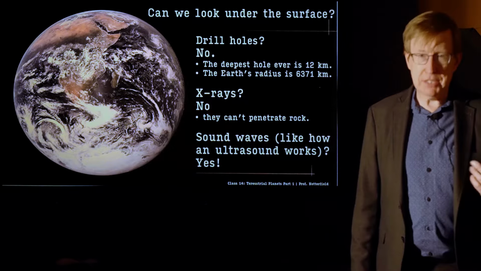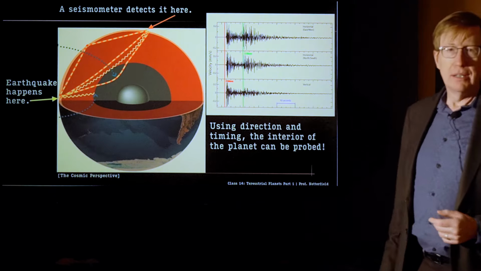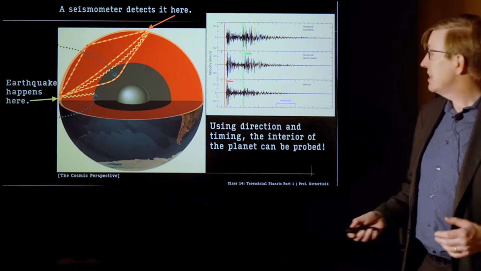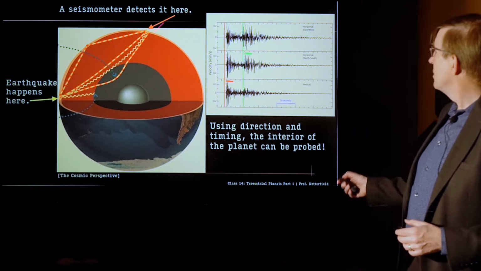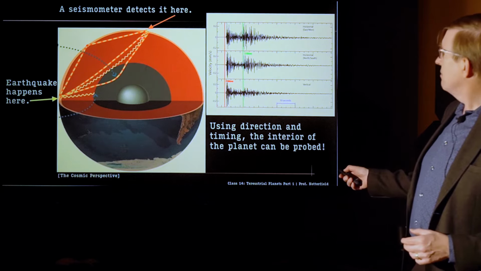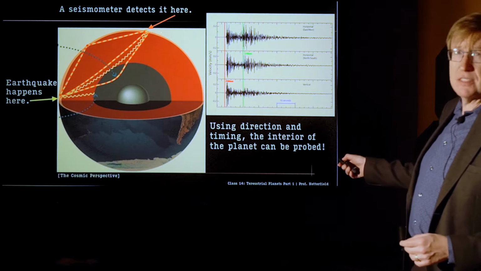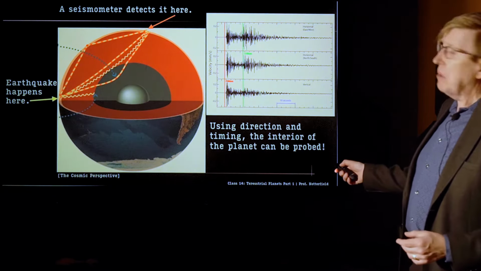Okay, so let's think about this. Imagine you have an earthquake here. It's going to shake the Earth, and it's going to send sound waves traveling through the Earth. And they're going to travel different paths, and they'll show up everywhere. If we put a seismometer here and ask all the waves that made it to the seismometer across the Earth, how did the sound waves get here?